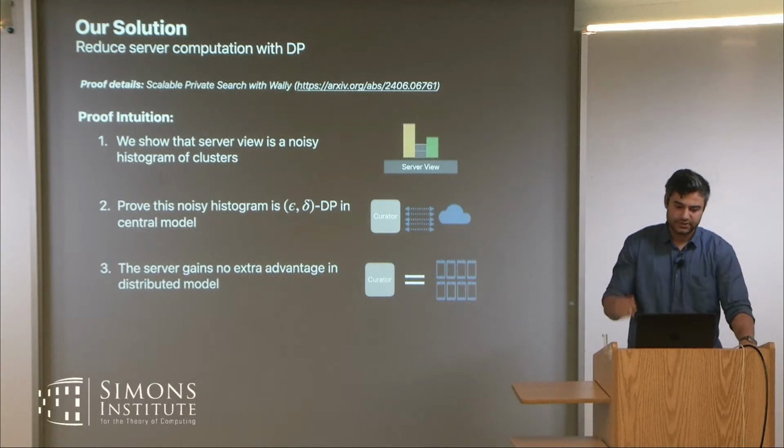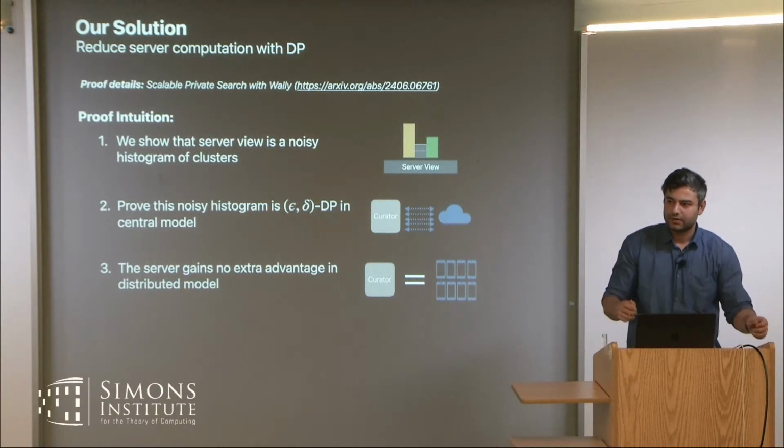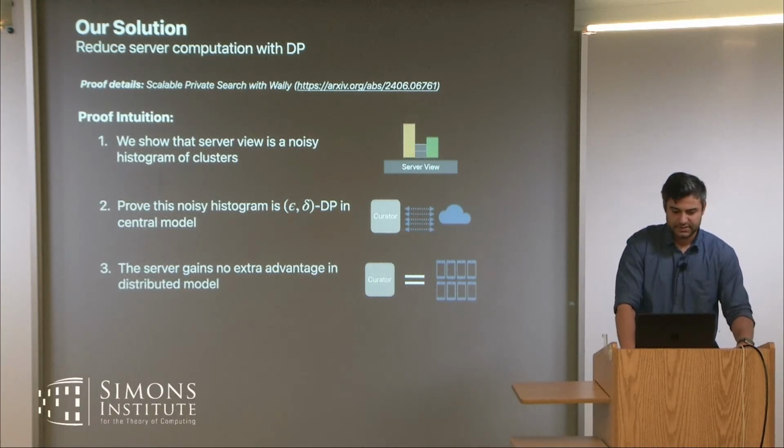There are more proofs in the paper that we published, but essentially what this boils down to is that the server views this noisy histogram of clusters that are being queried for. It's epsilon-delta differentially private in the central model, and the server is not gaining any extra advantage in this distributed model where clients are issuing queries in these random epochs.